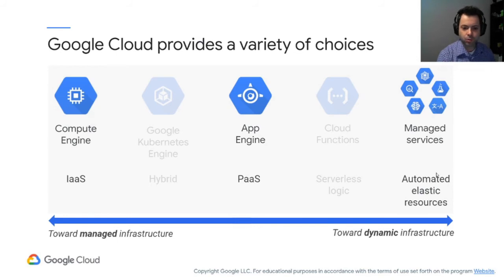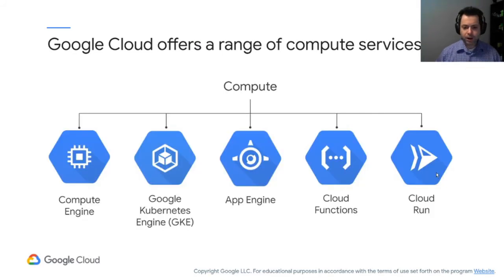Now you kind of see here as well, kind of grayed out in between, there's Kubernetes, there's Cloud Functions. These are kind of steps along the way. That's basically containerization and serverless processing. We'll be getting to those, don't worry. But I just kind of want to, effectively, get out there what some of these products are.